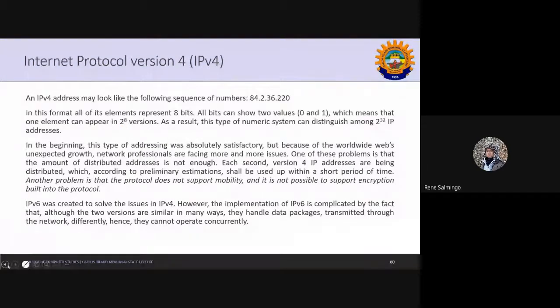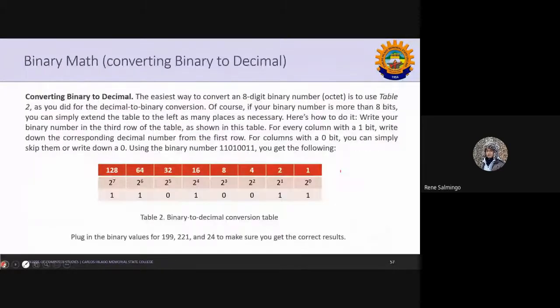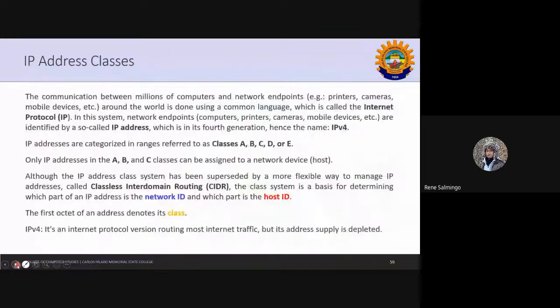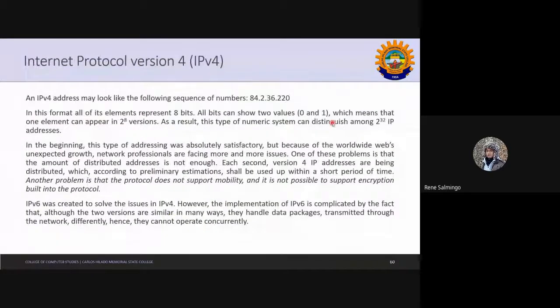So we have 2 to the 8. So what is 2 to the 8? So why 2 to the 8? 2 to the 7, sir? Because we don't count this as 0, but this is 1. Okay? So we have how many bits? 1, 2, 3, 4, 5, 6, 7, 8. So we have 8 bits for IP version 4.